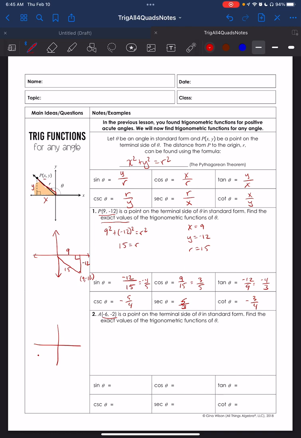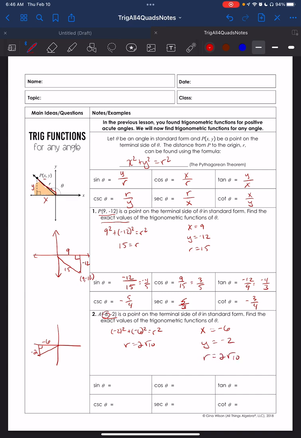I'm going to draw in my triangle with the x-axis as one side. So x is negative 6, and then y is negative 2. If you're going left, it's negative. If you're going down, it's negative. And then for r squared, we'll do negative 2 squared plus negative 6 squared equals r squared. So r equals 2 radical 10. As soon as we see that radical showing up, we know we're probably going to have to rationalize at some point. Okay, so to reiterate, x is negative 6, y is negative 2, r is 2 radical 10.